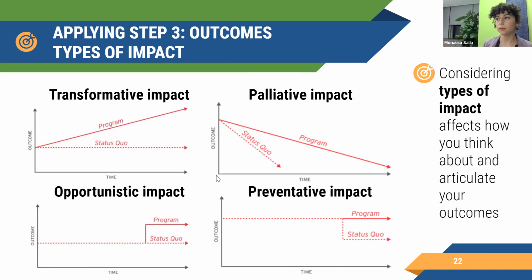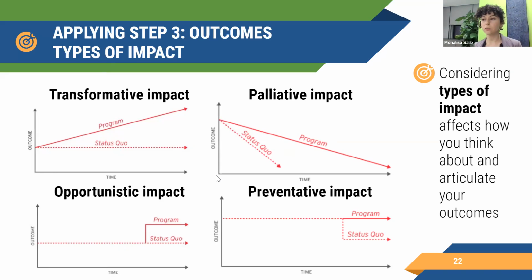If you look at palliative impact, it's quite the opposite. The status quo is going to go downhill no matter what anybody does. You could think about the COVID outbreak all over the world like this. No matter what anybody did, there were still going to be tons of people who unfortunately died from COVID. But can we do anything to stop the bleeding, to make it less bad than it would otherwise have been?